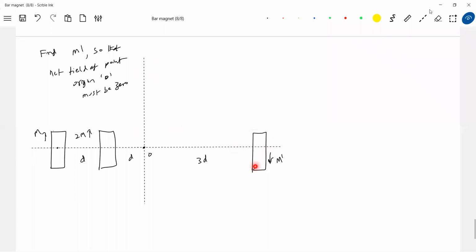Look at the orientation of the bar magnet. The m bar is along the y-axis. Then the x-axis will become equatorial and this will become the axial line. The axial line for this bar magnet will come here. This will become the equatorial line.